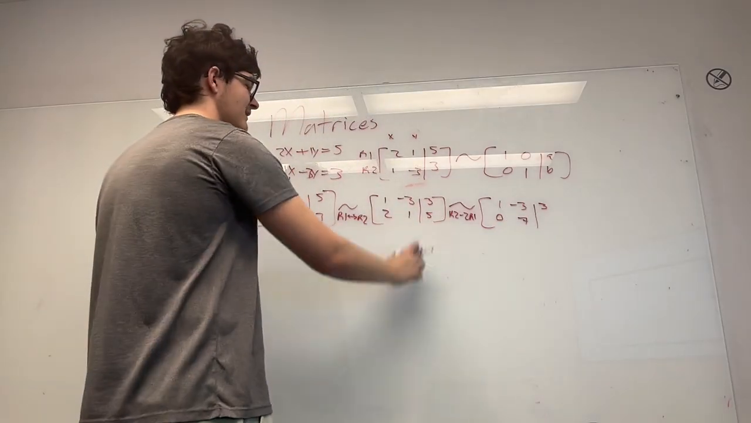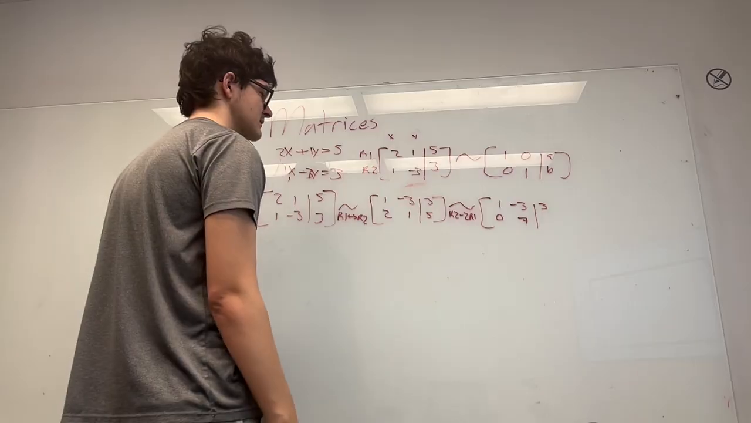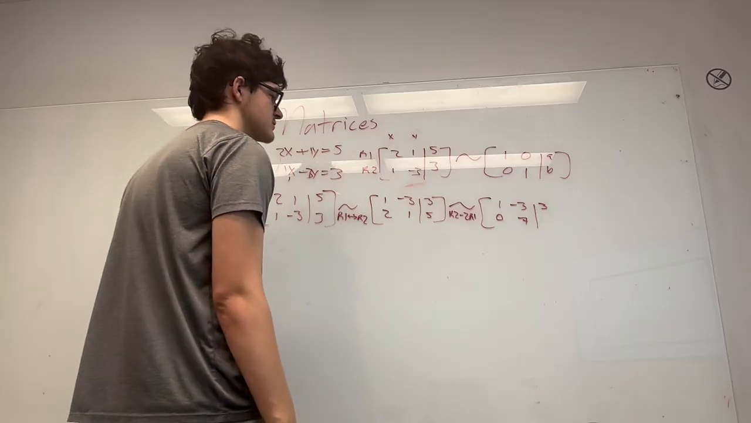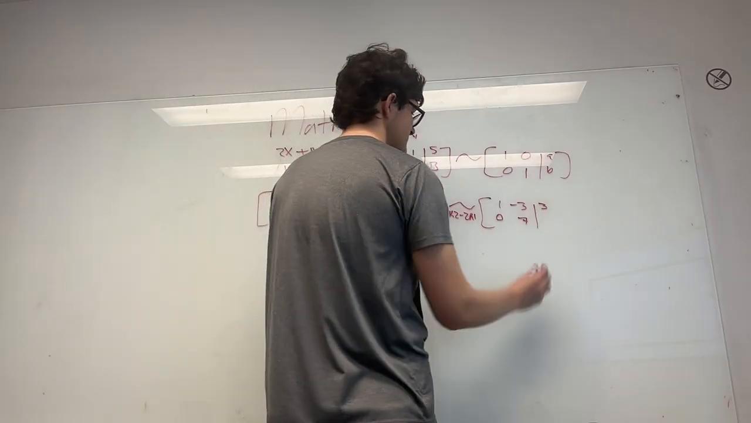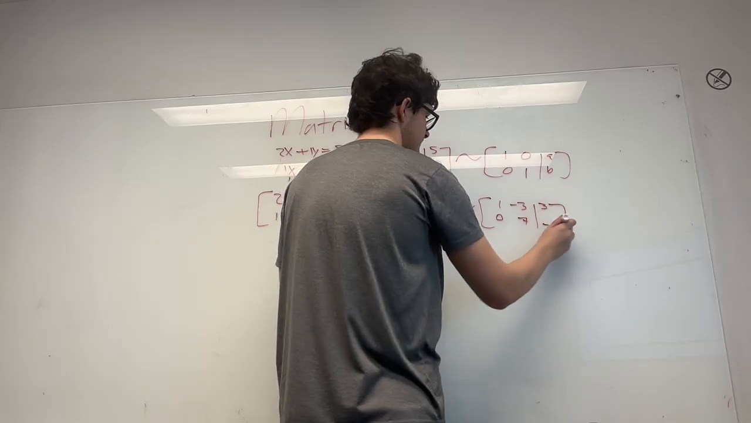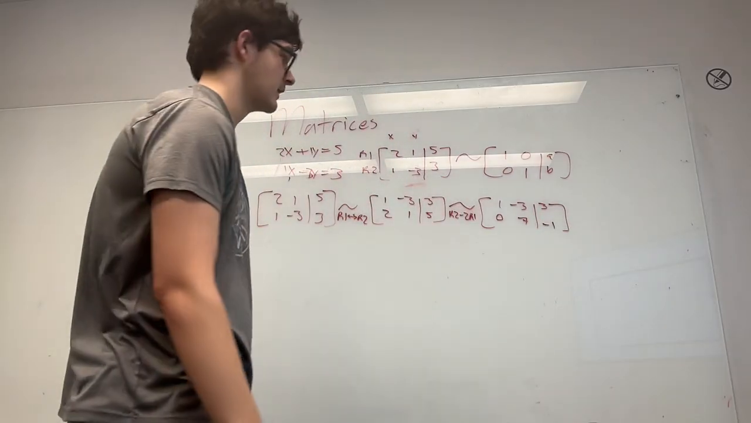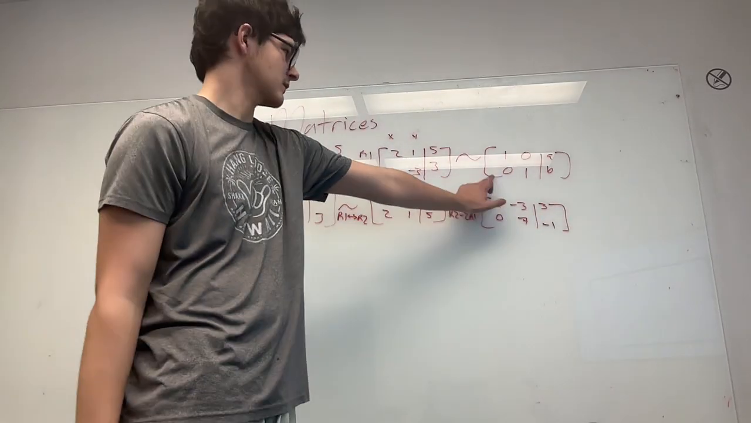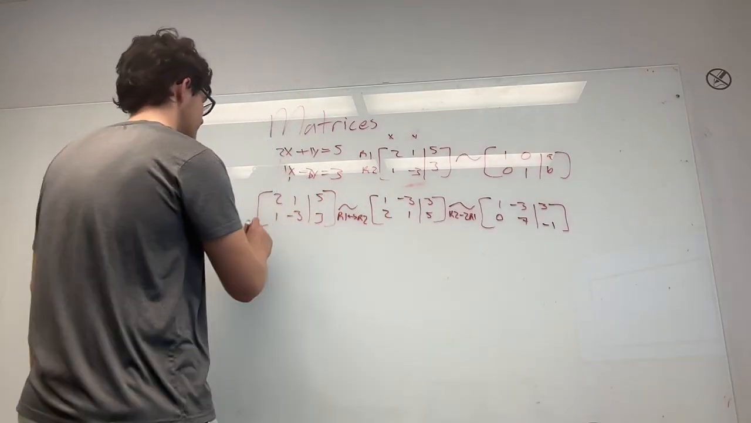And then we have 5 minus 2 times 3. So that would be 5 minus 6 is minus 1. Hopefully I'm doing that right. It's all on the fly. And now we're getting closer to this form, right? So I'm just gonna jump over here.